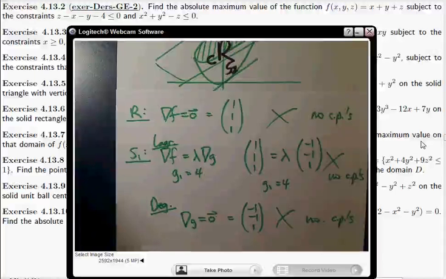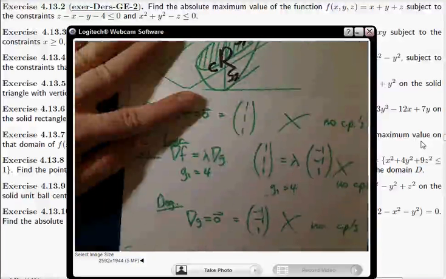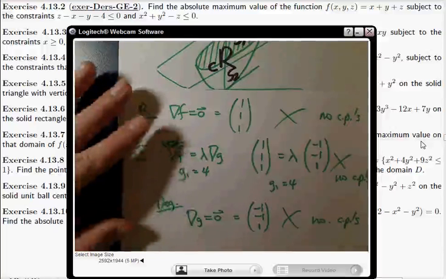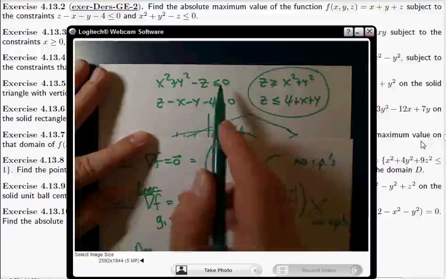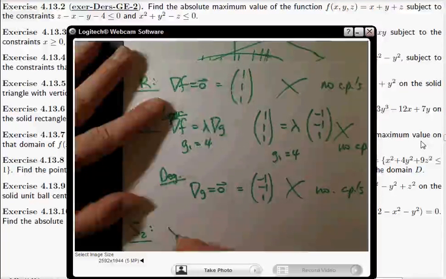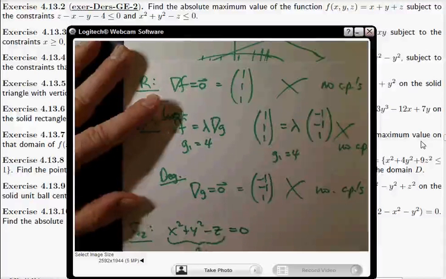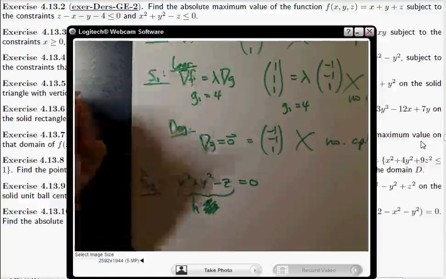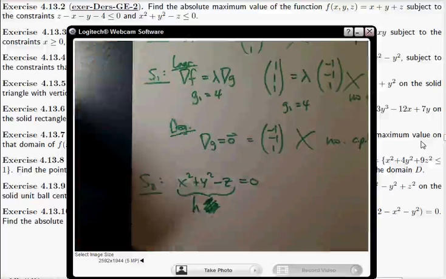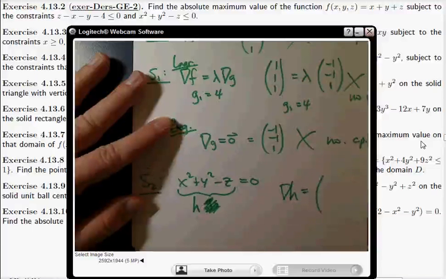Okay, let's do S2. So S2 is down here. It's this surface. The constraint is that x squared plus y squared minus z is equal to 0 on the surface of that paraboloid. Let's write that down: x squared plus y squared minus z equals 0. I'm going to call this G2, or I guess I could have called it H. Okay, let's call it H. I think that's what I did in the book. So for good measure, let's write down the gradient of H. We're going to need to know that in a second anyway. The gradient of H is (2x, 2y, -1).